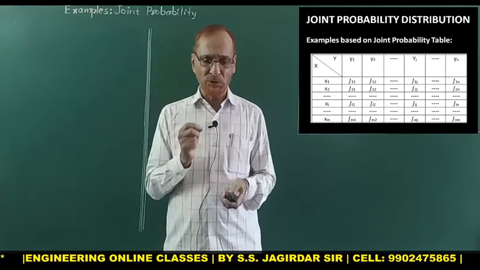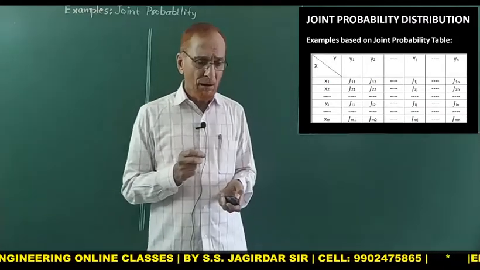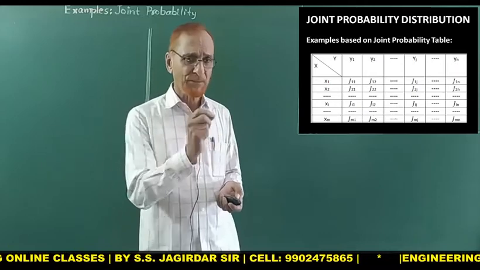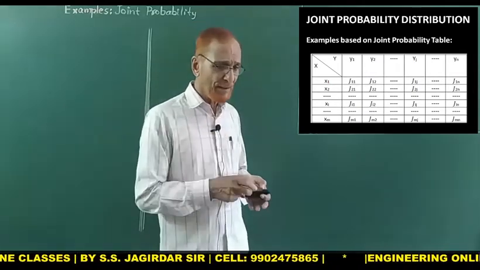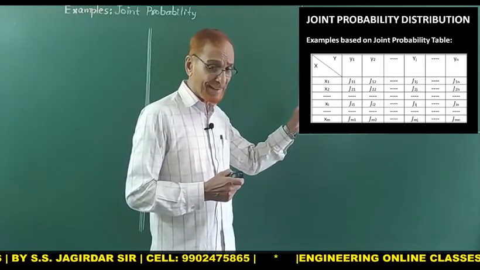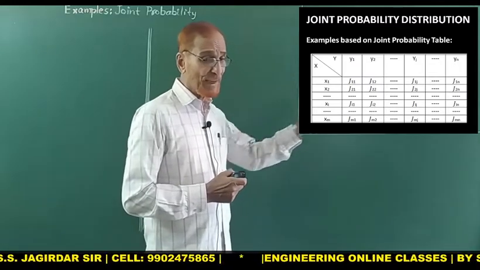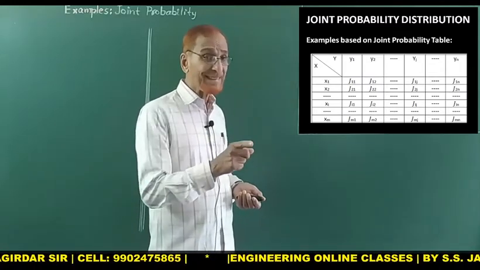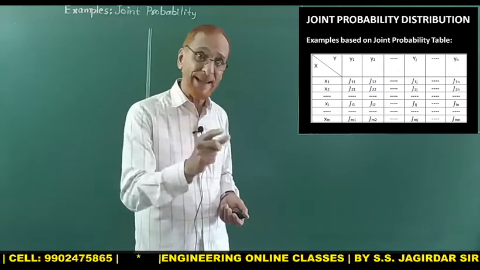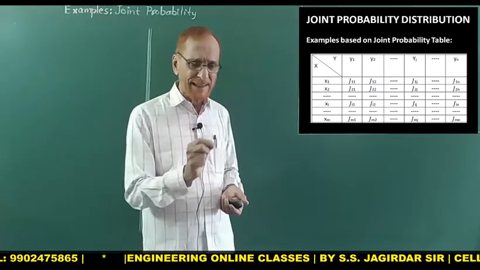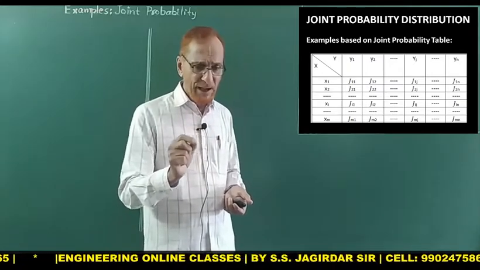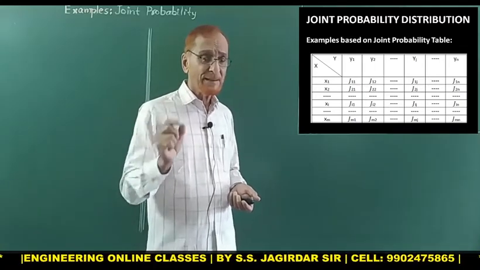In this table, suppose you want to find the marginal distribution of x1. Let's begin with x1. When you want x1, you have to add j11, j12, j1j, j1n. All these values along the row against x1 will give you fx1, which is the marginal distribution of x1. Similarly, you go to the next, x2. When you take x2, you have to add j21, j22, j2i, j2j and j2n. This way you get fx2.